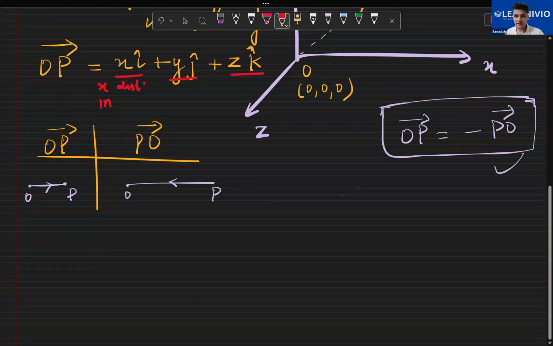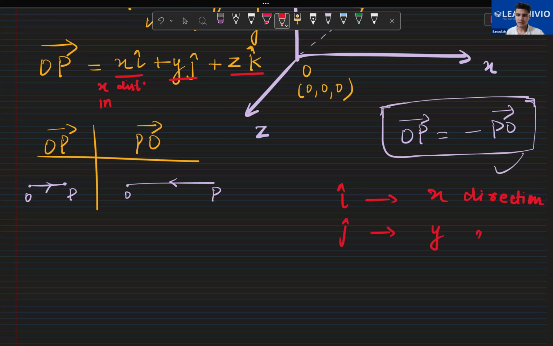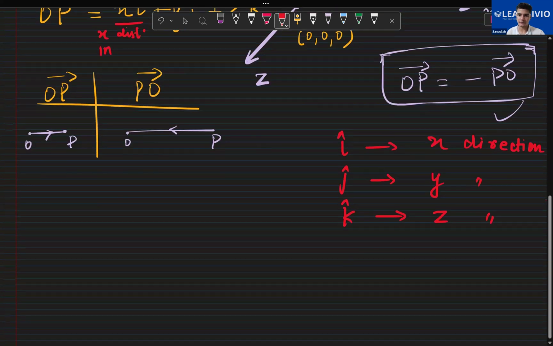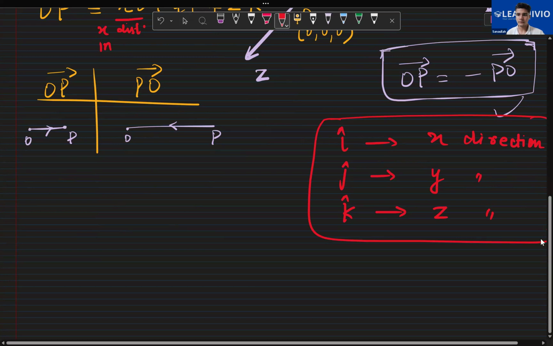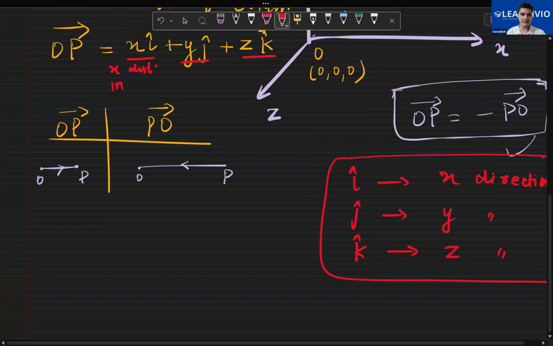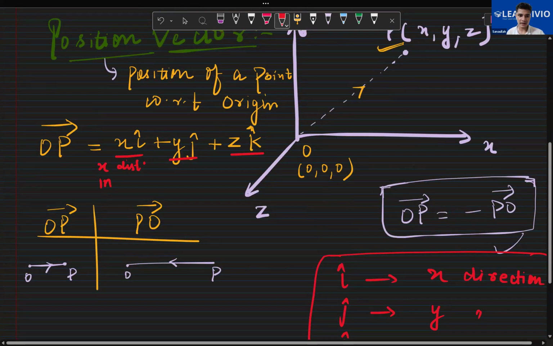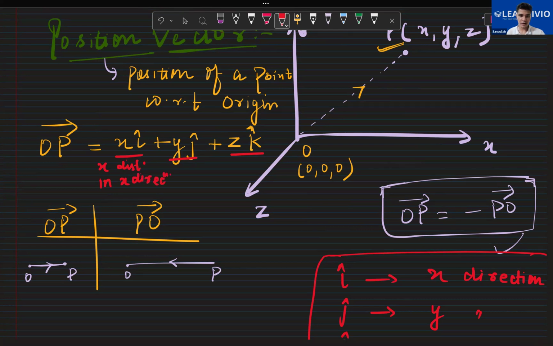And what is i? First of all, I should write this: yes, this i cap is the x axis, the x direction. This j cap is in y direction, and this k cap is in z direction. So I have written x i cap. That means you have moved x distance in x direction. And similarly, y means you have moved y distance in y direction and z distance in z direction.